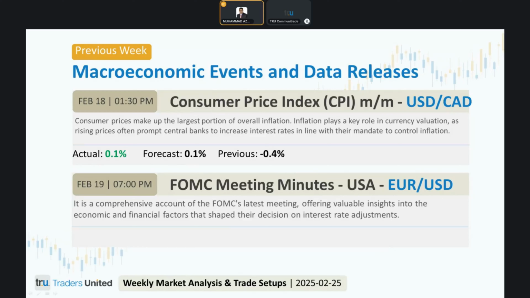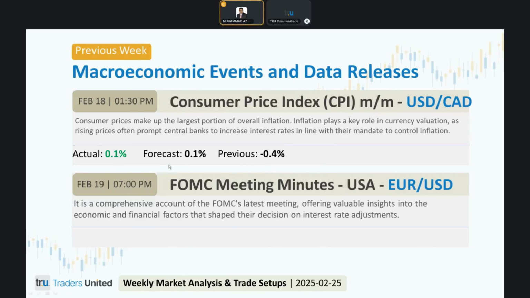Now let's talk about the CPI, the consumer price index for Canada. So it's directly related to the US dollar versus Canadian dollar currency pair. So what is CAD CPI? Well, CPI is basically the change in the price of goods and services purchased by consumers. And the data that we got is the forecast was 0.1%, previous reading was minus 0.4%, and the actual number that we got is 0.1%, which actually met the expectation.